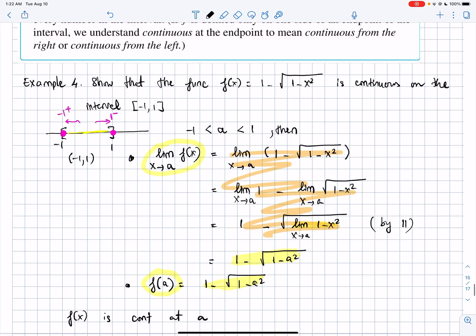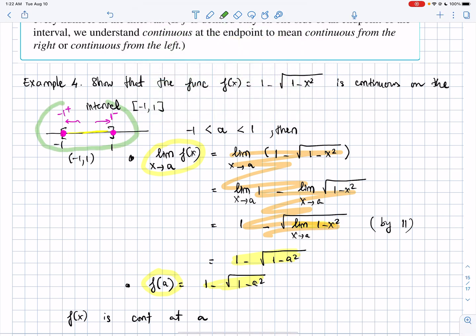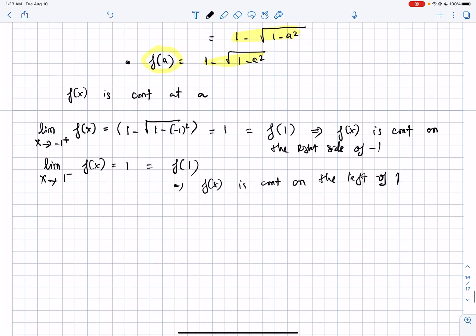Okay, so go back to the picture that we had before. We have the function continuous on the open interval -1 to 1, and also continuous from the left side of 1 and from the right side of -1. So it's continuous on the whole closed interval from -1 to 1. So we can conclude that f of x is continuous on the closed interval from -1 to 1.